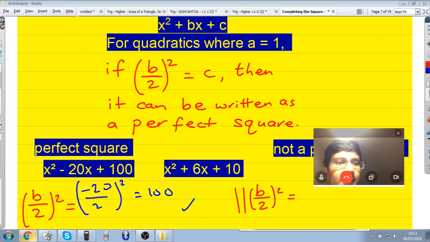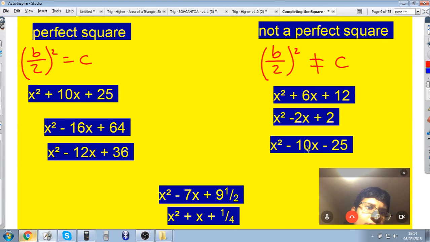So these, perfect square or not a perfect square? And you might be able to do it in your head. The first one, that's 10x, so 10 over 2 is 5. That's a perfect square. 6 over 2 is 3 squared. That's not a perfect square. Minus 2 over 2 is 1. No, that's not a perfect square. That is a perfect square. That one is also a perfect square. That one is not a perfect square. These are okay. We're fine there. So for this one, if you have a minus c, then it can never be a perfect square because it's squared.